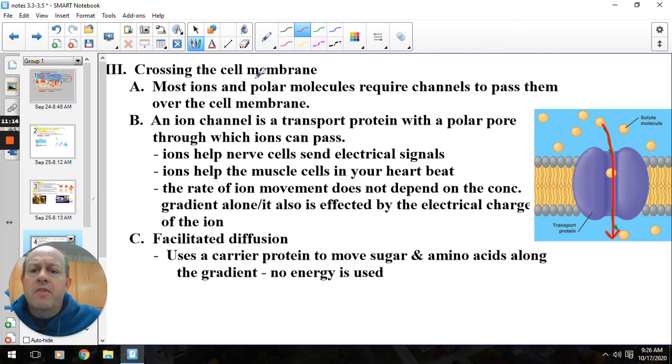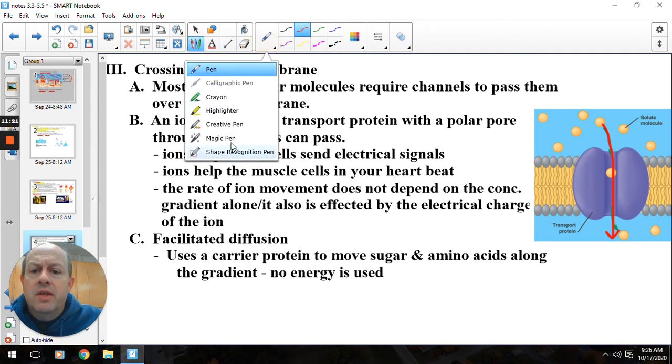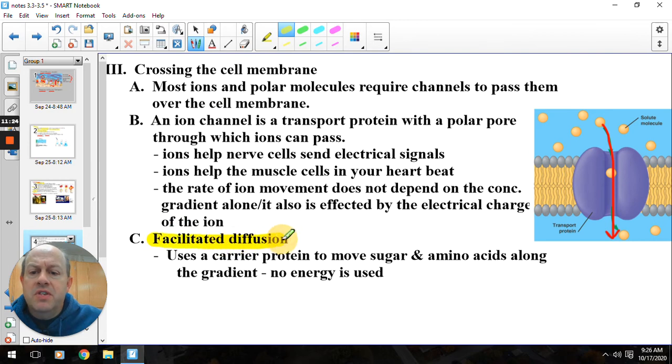Another type of passive transport is facilitated diffusion. In the case of facilitated diffusion or ion channels, basically what we're using here is a kind of transport protein where it's just a doorway. So that really polar molecule that normally could not go through the phospholipid bilayer because of its polarity now has a doorway, and that allows it to go through.